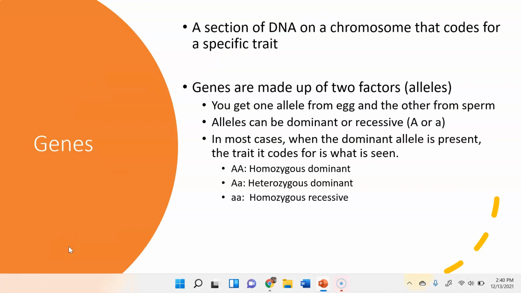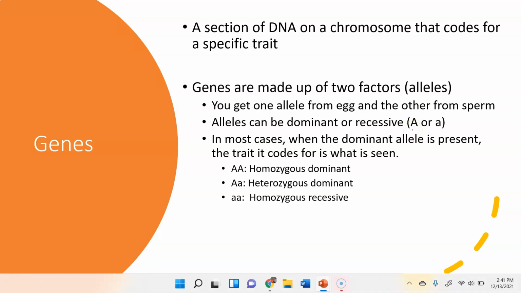Just to go over what a gene is again, a gene is a section of DNA on a chromosome that codes for a specific trait, right? So we have chromosome number 1. There's one tiny section on chromosome number 1 that, say, codes for eye color. It's a series of letters, A, T, C, G, T, A, T, and that series of letters is going to be the gene, however long that particular gene is.